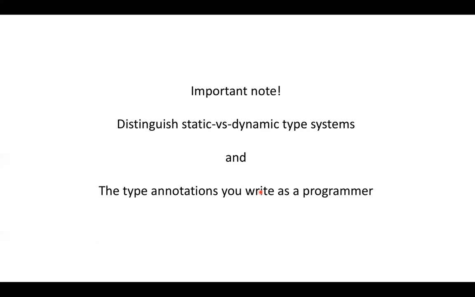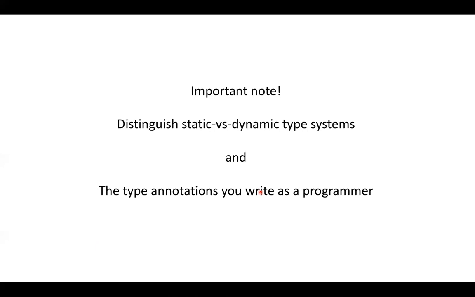But you don't have to write type annotations. So you can have a strongly statically typed language that doesn't have type annotations, and Haskell is the prime example of that. The reason you can do this is because Haskell has an incredibly powerful type inference engine, so it can infer all the types of all the expressions at compile time.